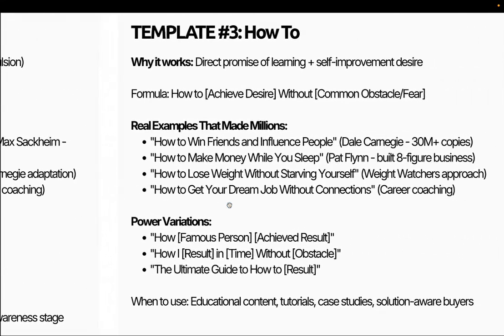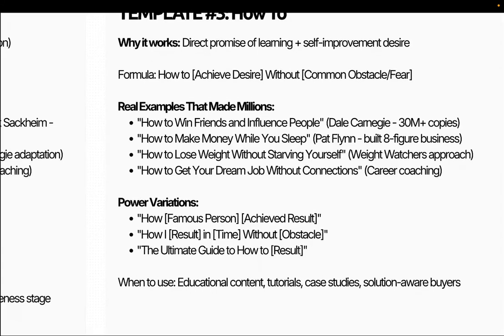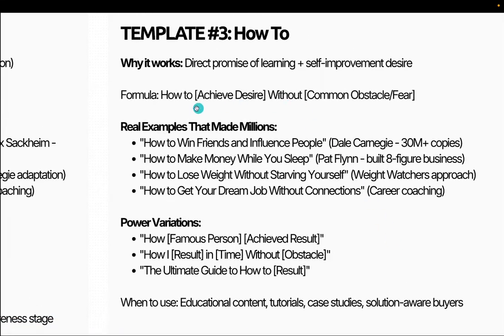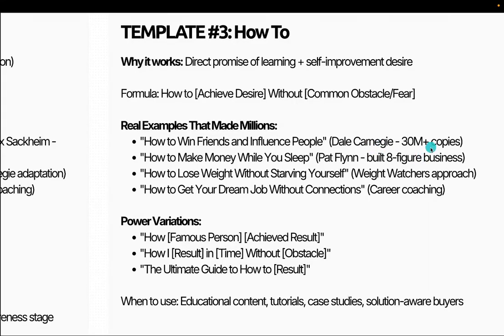The third one is how to. The how to template is usually used for educational content, tutorials, case studies, or solution aware buyers. So let's look at the formula. The formula is how to, then you bring in the desire you want to achieve, without the common obstacle, or let's say the fear. You get it? So let's look at some real examples that have worked. How to win friends and influence people. This is a book written by Dale Carnegie and it sold more than 30 million copies. So how to win friends is what we want to achieve. Win friends, and what? Influence people. There's one example.